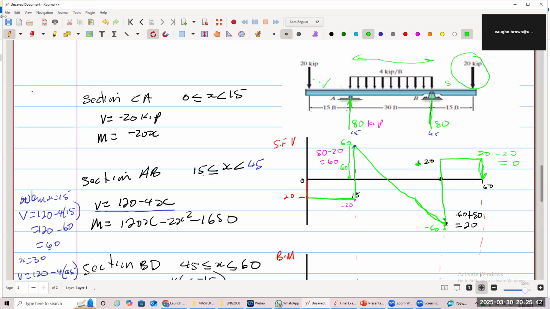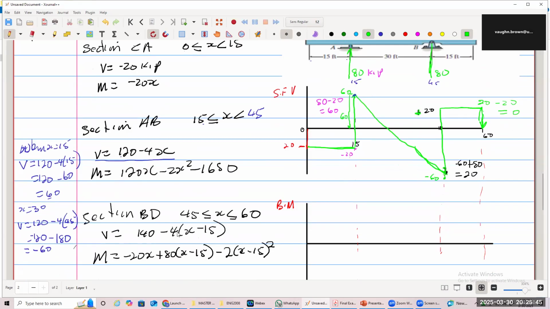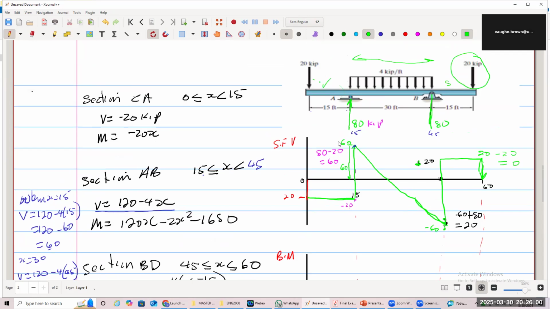You don't have to go and use this expression. If you put this expression in it, it depends on where you put it. If you put 60 in it, you get 0. If you put 45 in it, you're going to get positive 20. But you can check that out. Right? So that is it.